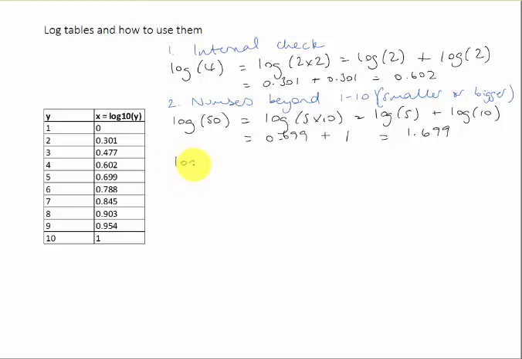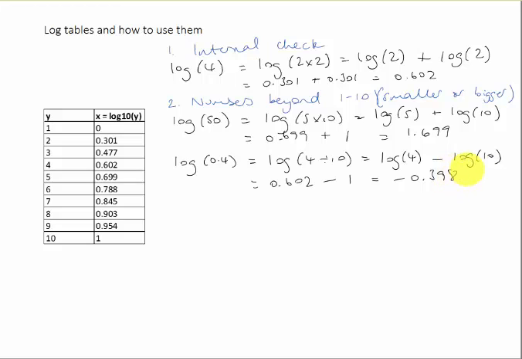Similarly, if we wanted to know the log of, for example, 0.4, that is the logarithm of 4 divided by 10. So that's the logarithm of 4 minus the logarithm of 10. Log of 4 is 0.602, we've just established, minus 1. Let me just calculate that: 0.602 minus 1 is minus 0.398.